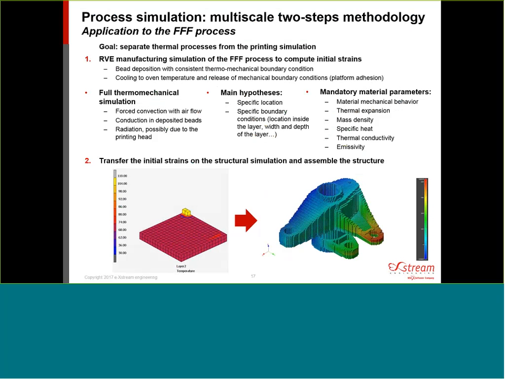So the process simulation inside DigiMat AM relies on a multi-scale two-step methodology. The idea is that if we want to have a quick and efficient way of simulating and solving the additive manufacturing problem, we want to act smart and try to separate the scales as much as possible, but also separate the physics. So what you see here on the bottom is a true full coupled thermal mechanical simulation that represents a small volume of material.